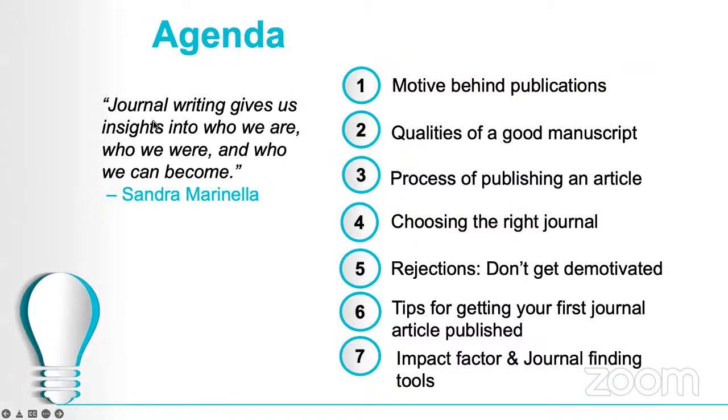What is the motive behind publications, qualities of a good manuscript, the process of publishing an article, choosing the right journal, and rejections. This is something very serious that we have to think about. Then I will be giving you some tips for getting your first journal article published. And then definitely we are going to talk about impact factor and journal finding tools. These are all tips and tools that I will be sharing with all the participants.